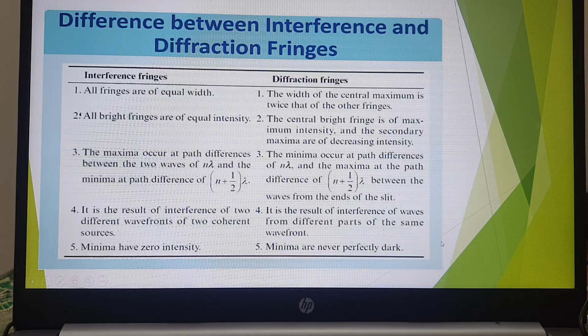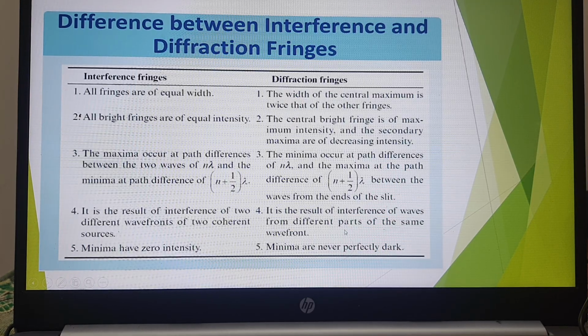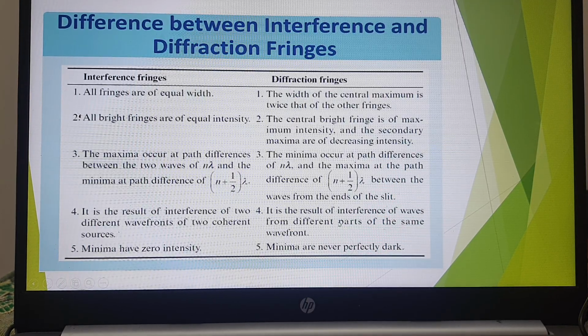Next, the difference between interference and diffraction. Generally, what is interference? The superposition of light waves traveling with the same wavelength and same frequency. Coming to the difference between interference and diffraction fringes, first we have interference fringes and diffraction fringes.